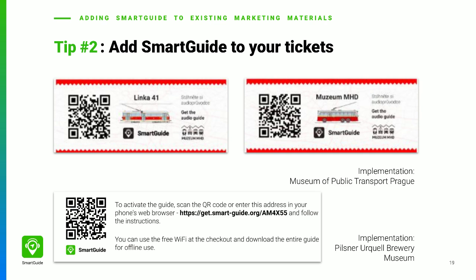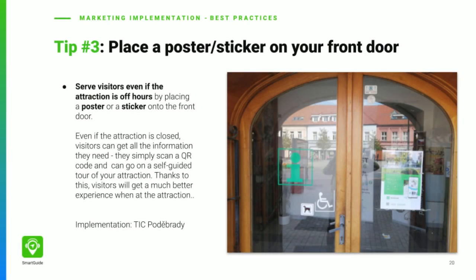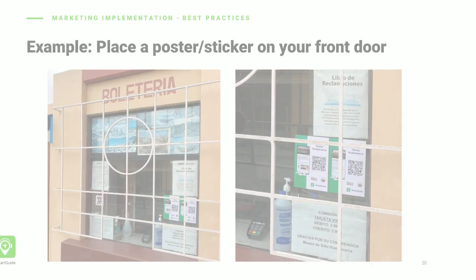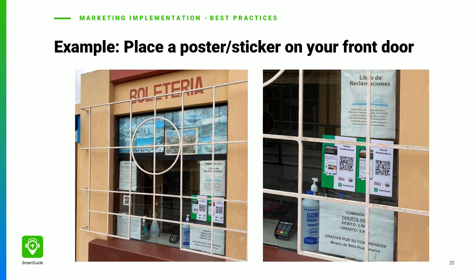Secondly, you can add information about your audio guide and a QR code to your ticket. We also recommend serving visitors even if the attraction is off hours by placing a poster or a sticker onto the front door. Even if a tourist information center is closed, visitors can get all the information they need. They simply scan a QR code and can go on a self-guided tour of your attraction. Thanks to this, visitors will get a much better experience when in the attraction.